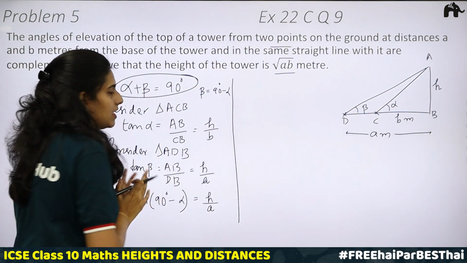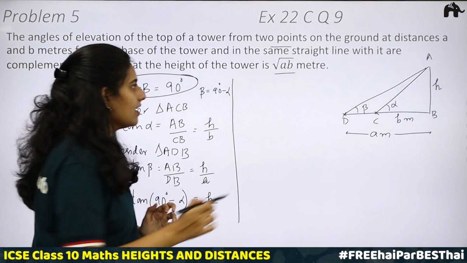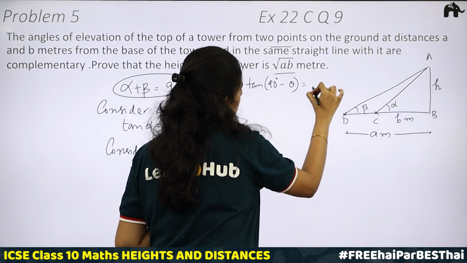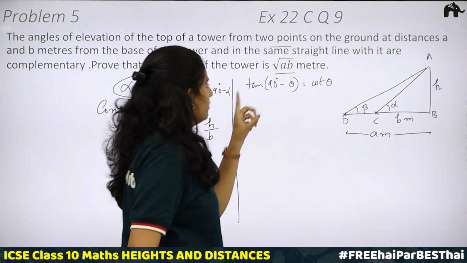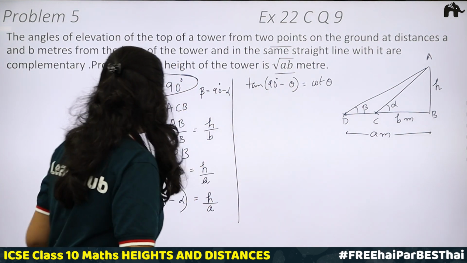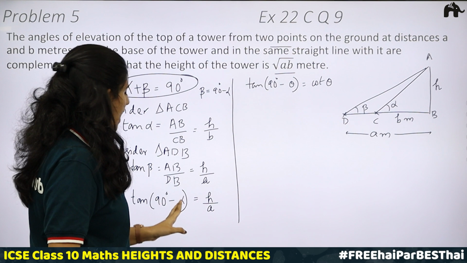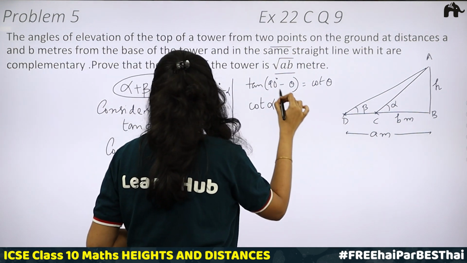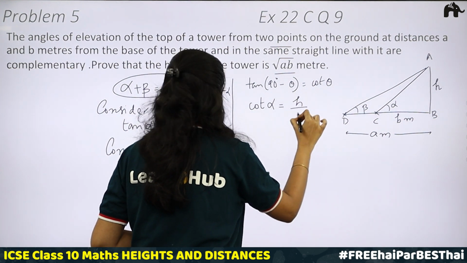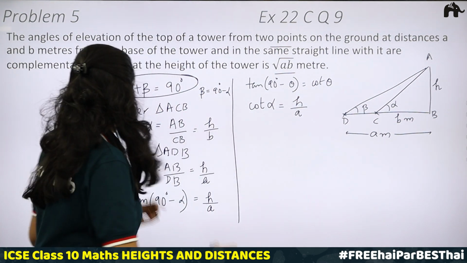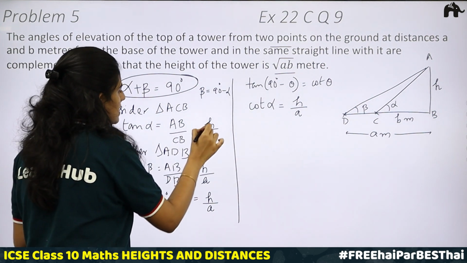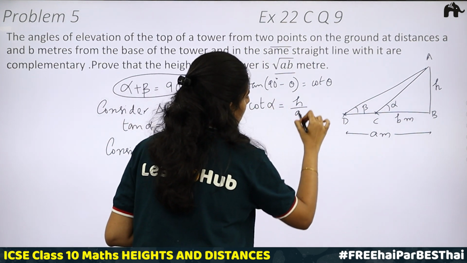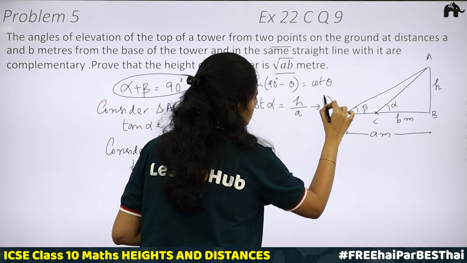What is tan 90 degree minus theta? We have studied this. Remember, tan 90 degree minus theta is equal to cot theta. If tan 90 degree minus theta is cot theta, what is tan 90 degree minus alpha? It will be equal to cot alpha. Cot alpha is equal to H divided by A. We have tan alpha is equal to H divided by B, which we will take as 1, and cot alpha is equal to H divided by A as 2.